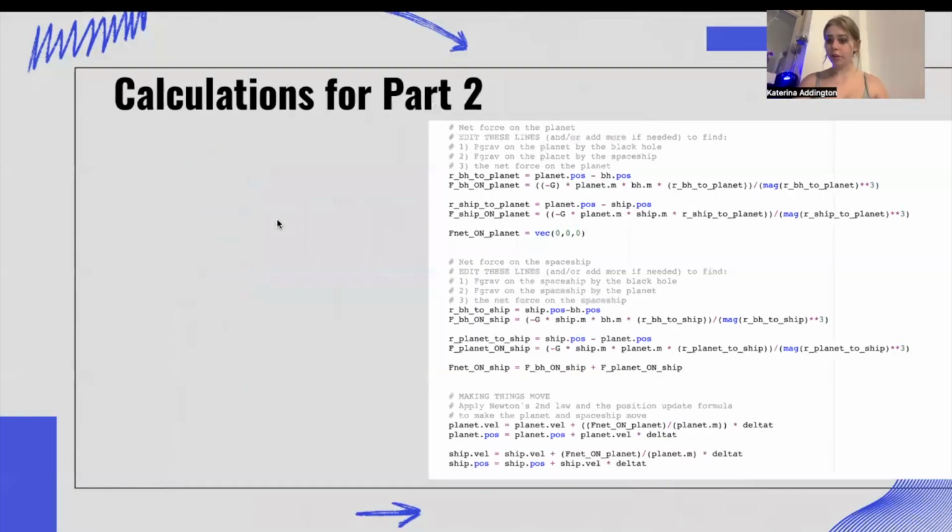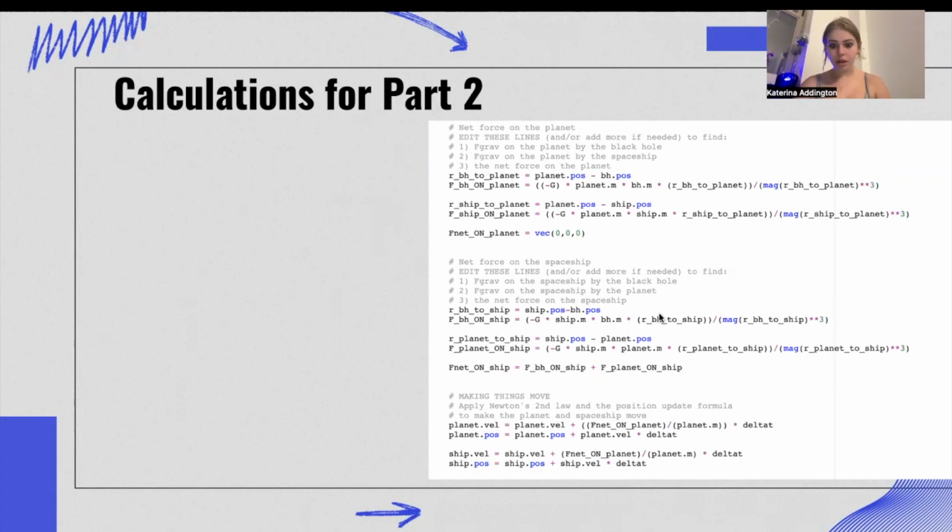So for the second part of the lab, for the spaceship, we apply our physics principles here. So we find the gravity on the planet by the black hole, the gravity on the planet by the spaceship, and then the net force on the planet. So you can see here we use our universal law of gravitation and then our position update formula. And same thing down here, position update and the force on the ship.